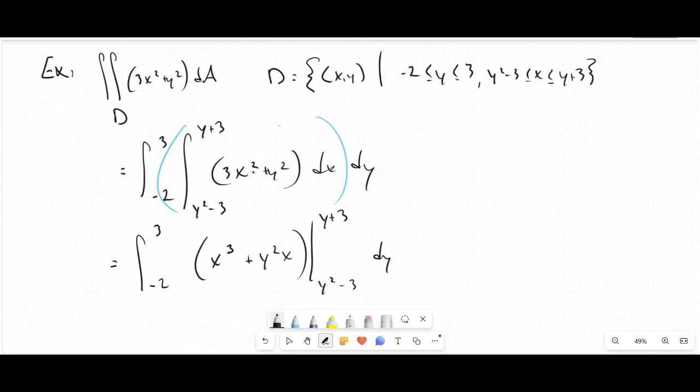So, x is the only variable. 3x squared integrates to x cubed. Here, y squared is a constant. If you integrate a constant, you just append a new factor of x. So this is the right integral in x. Got to plug these bounds in.